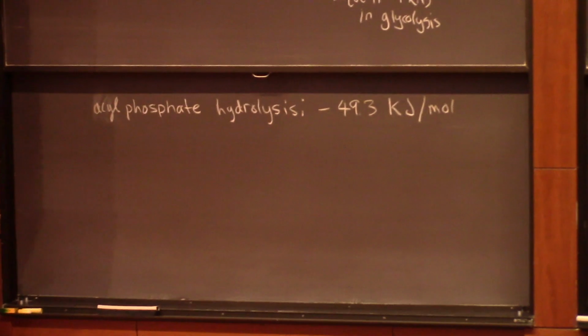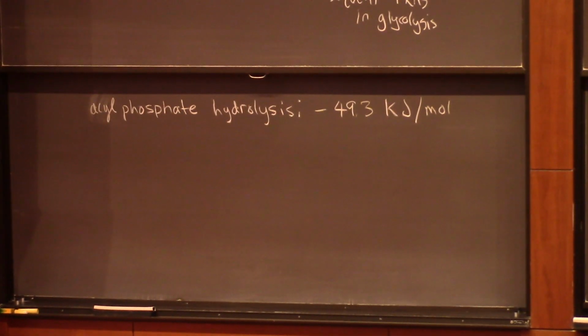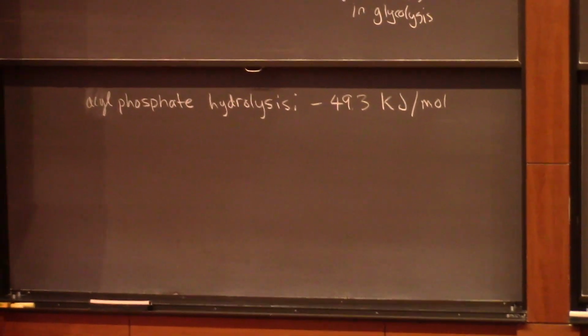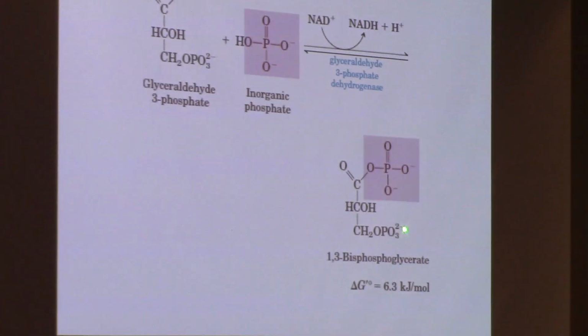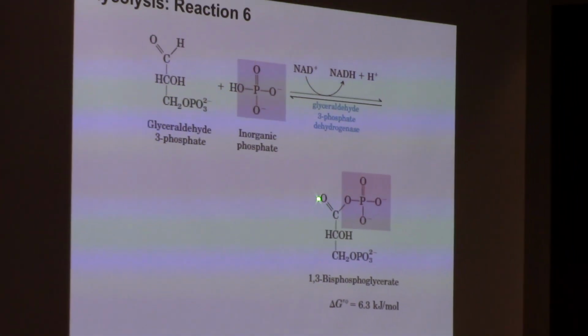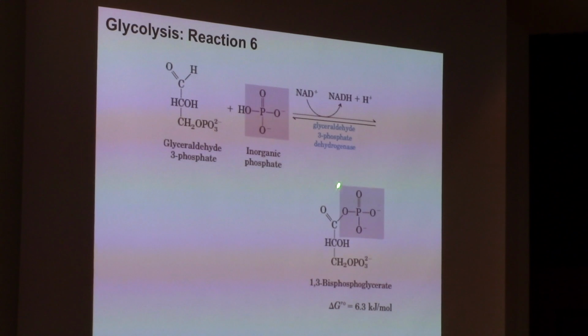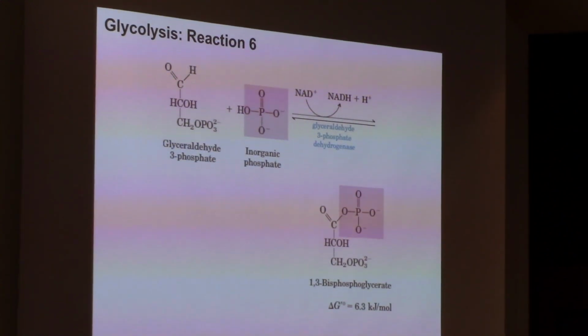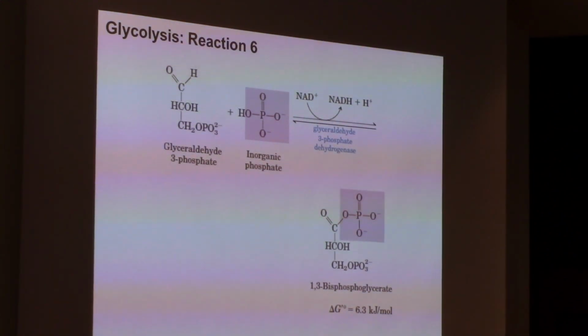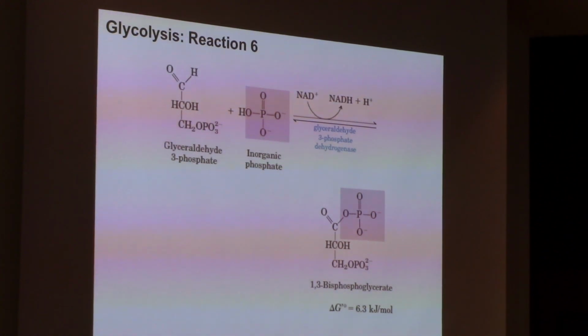So what is an acyl phosphate? Well, an acyl phosphate is when you have something like a carboxylic acid. So you've got an R group down here, whatever it is. You have a carbon double bonded to an oxygen. And then here you have a phosphoryl group. So it's just a carboxylic acid where you've replaced the H on the OH, on the alcohol, with a P bonded to 3 oxygens. That's an acyl phosphate.